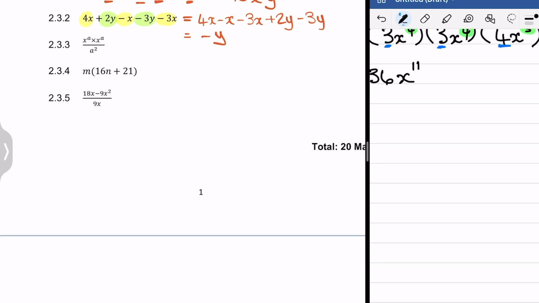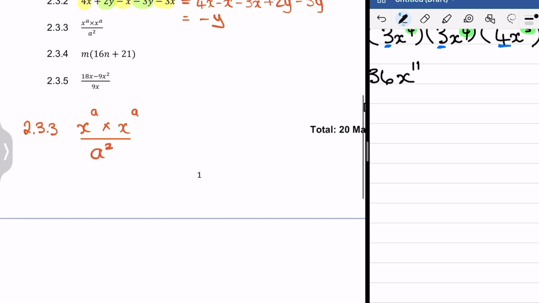2.3.3, and we'll maybe just move this one down over here so we can write a bit bigger. So 2.3.3 has x to the power of a times x to the power of a all over a to the power of 2. Now it seems a bit complicated, it seems a bit different, and that is simply because we have letters as our exponents as well.